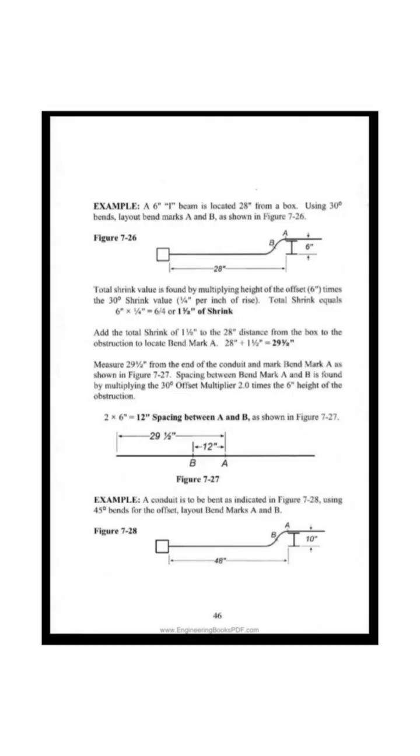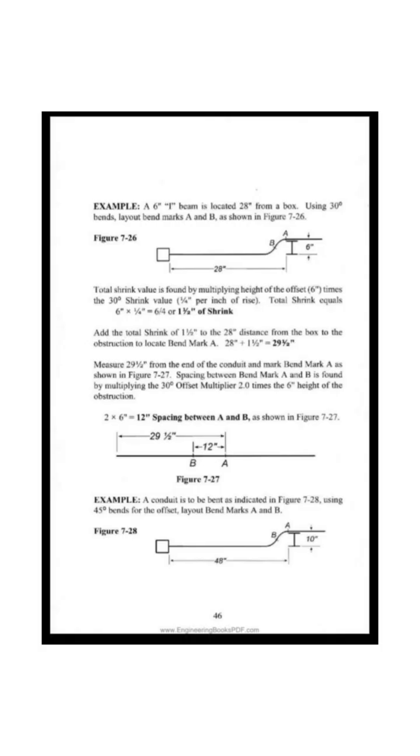Add the total shrink of 1½ to the 28 inch distance from the box to the obstruction to locate bend mark A. 28 plus 1½ equals 29½. Measure 29½ from the end of the conduit and mark bend mark A, as shown in Figure 7-27.